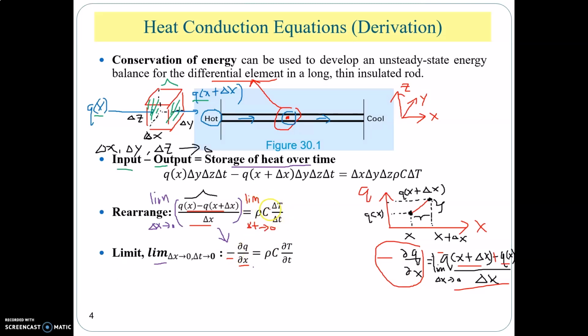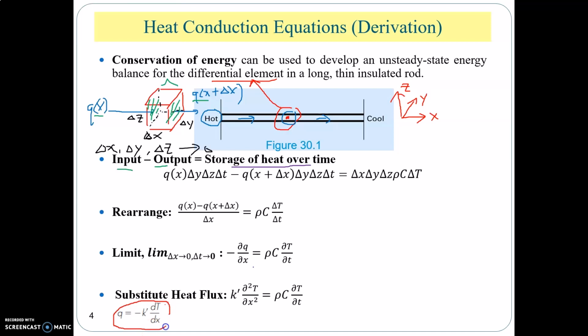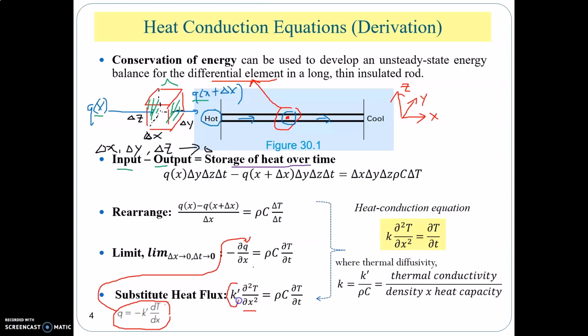By using the same approach, let's take the limit delta t approximate to 0 on the right hand side. So in this case, your delta T over delta small letter t here will be converted to the derivative dT over dt here. Next, we can substitute the heat flux formula inside this, and you should be able to obtain the second derivative of the temperature. K prime here indicating the thermal conductivity, rho indicating the density, and C is the heat capacity.